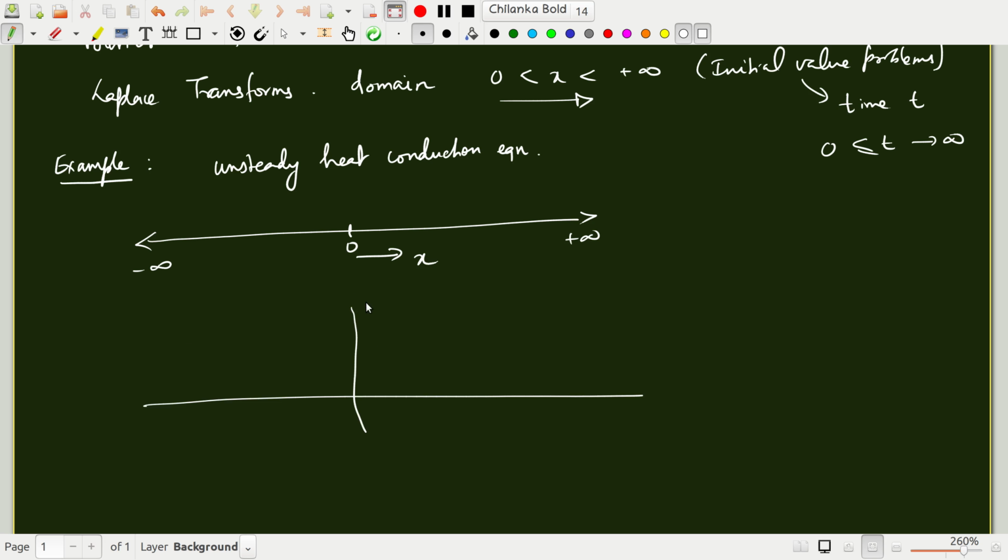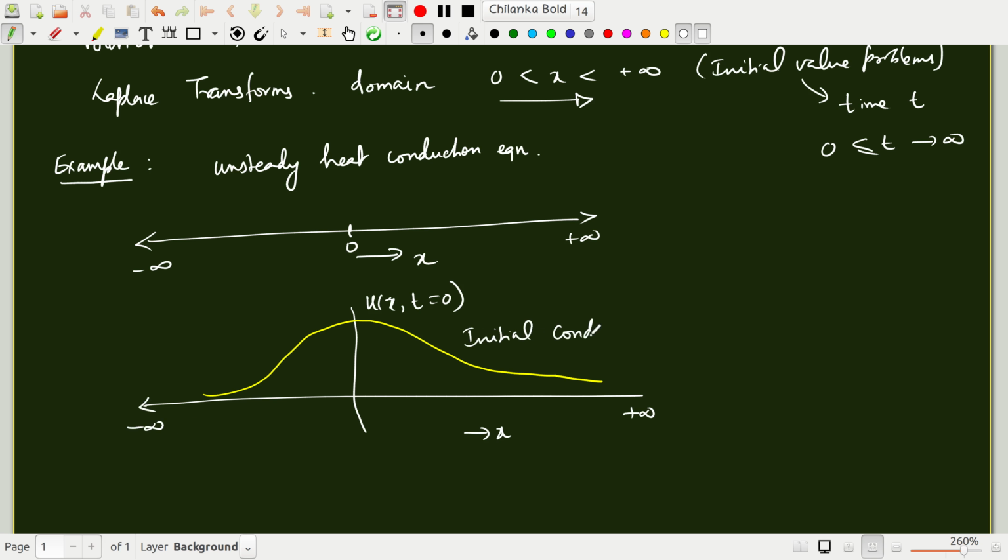Let's say I'm using the variable u at time t equal to 0, you give some initial condition, and that initial condition may be something like this. The only key criterion is that the initial condition should not be diverging, it should be reasonably bounded as x goes to plus or minus infinity. This is x, this is negative x, this is minus infinity. So this is the initial temperature profile or initial condition.